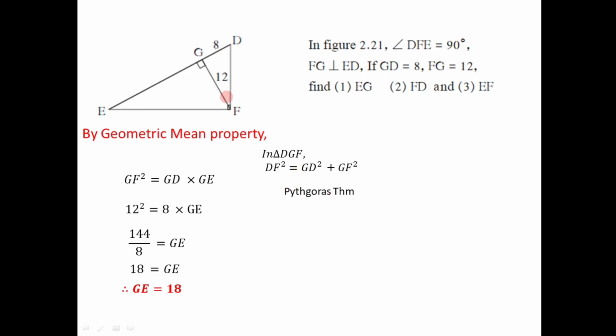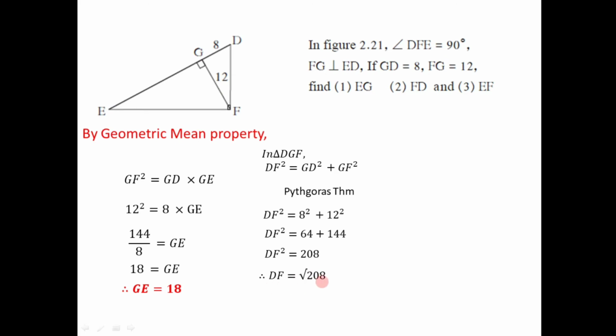Now we have to find DF. So we'll replace GD by 8, which is given, 8 square, plus GF, which is also given as 12, that's 12 square. So DF square is equal to 8 square, which is 64, plus 12 square, which is 144. 64 plus 144, that's 208. Now we have to find the length of DF, so we take the square root on both sides. So DF is equal to under root 208.